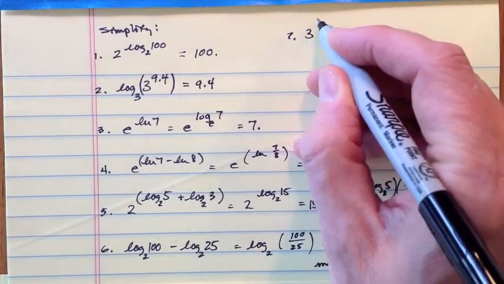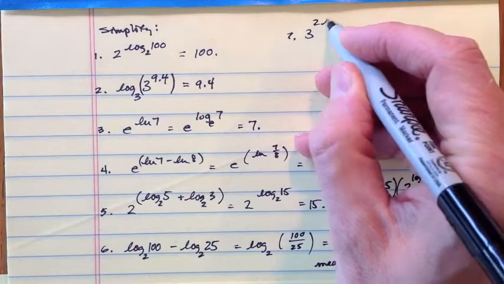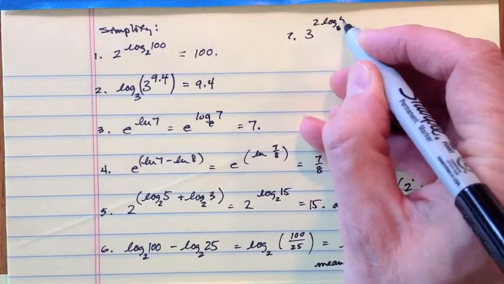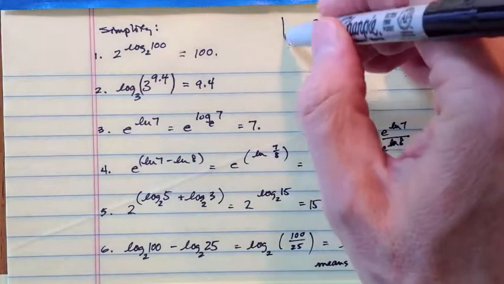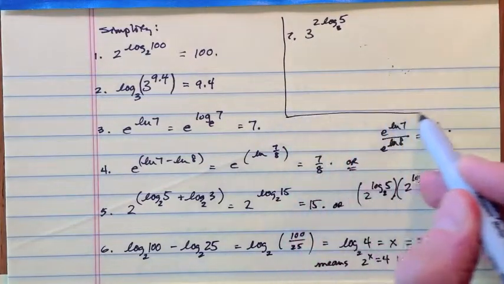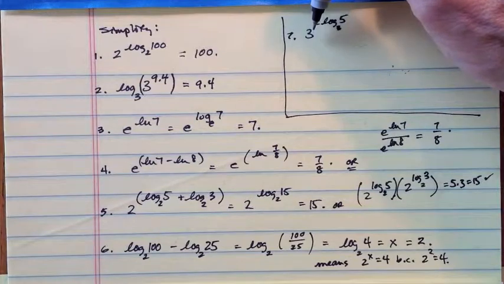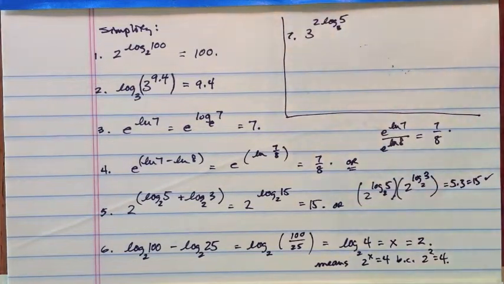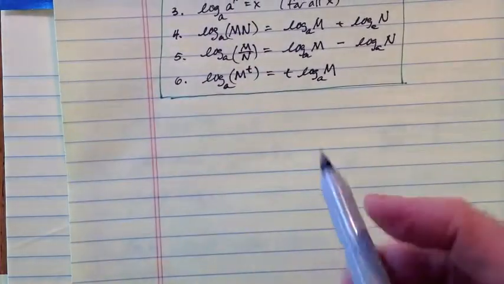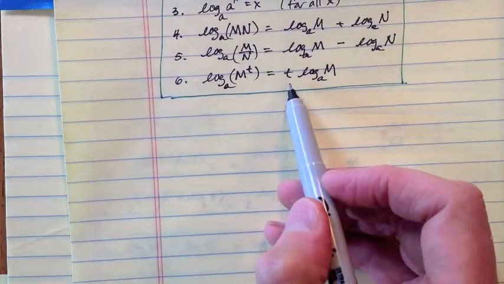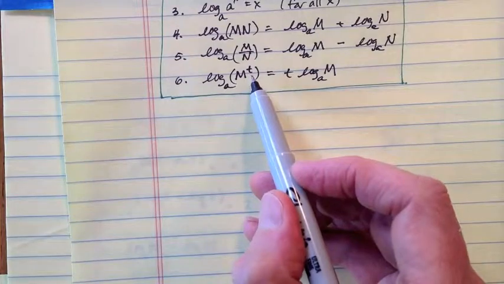How about 3 to the power of 2 log base 3 of 5? We'll squeeze it right in here. If that 2 weren't there, I'd say the answer is 5. So one thing I can do is use good old Rule 6 that says a number in front of the log is the same as an exponent inside the log.